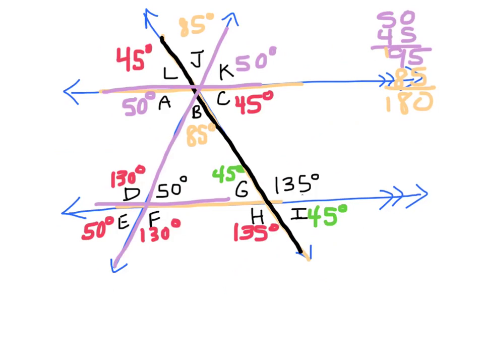Now I just want to show you one quick other thing. If you see the shape I'm tracing right here, that's a triangle. You know that a triangle has 180 degrees, so I want you to see if this makes sense. 50, 45, and 85. Does that equal 180? It does, so you know you did that correctly.